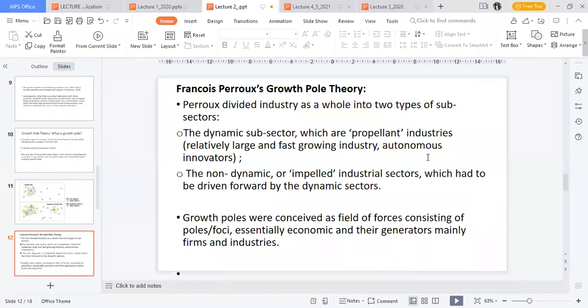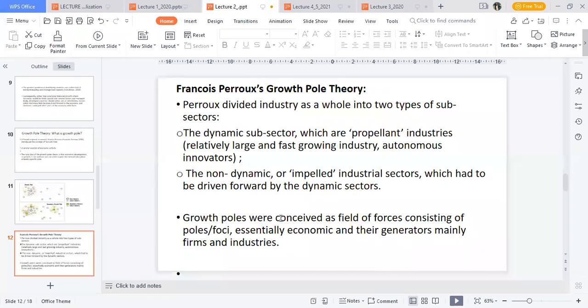So they divided the growth pole into two subsectors. I think last semester it was center and periphery, so the same thing here. We call it the dynamic subsector, which are propulsive industries, relatively large and fast-growing industries. And then we have the non-dynamic or propelled. So please, when I explain this, don't use center and periphery. It's a different semester. Use the dynamic subsector and the non-dynamic. So the non-dynamic is like the periphery, more industry. The dynamic are advanced countries.